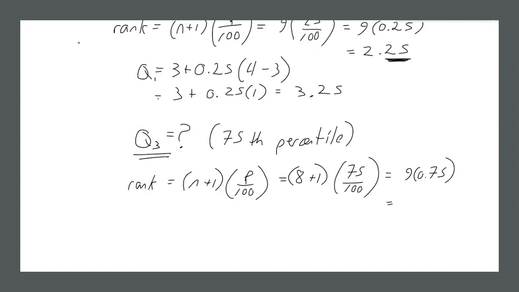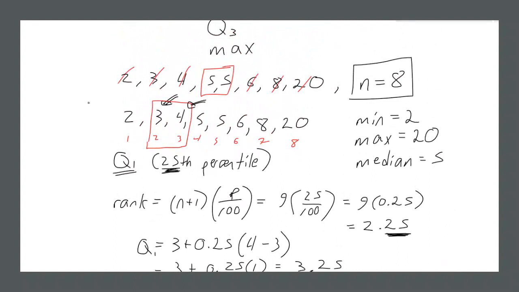And that comes to 6.75. So what do we have at rank 6.75? Well, there's rank 6. There's rank 7. It's going to be somewhere in between. So the 6th data point is actually a 6.